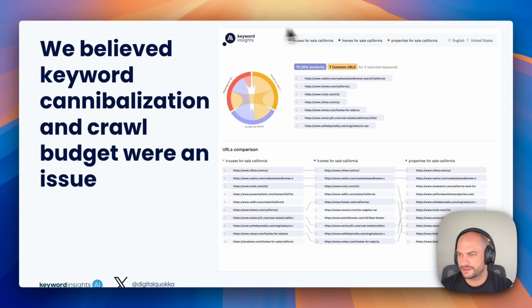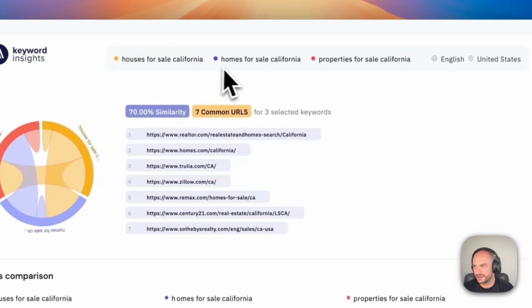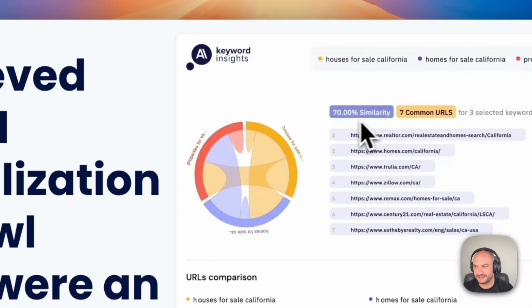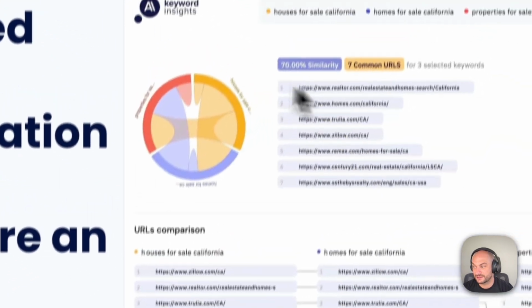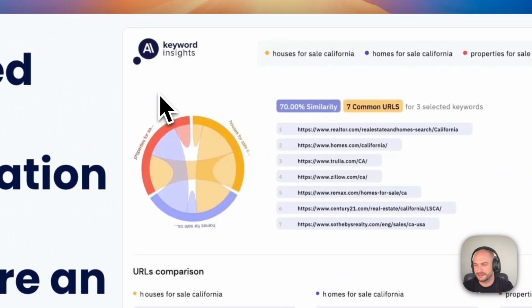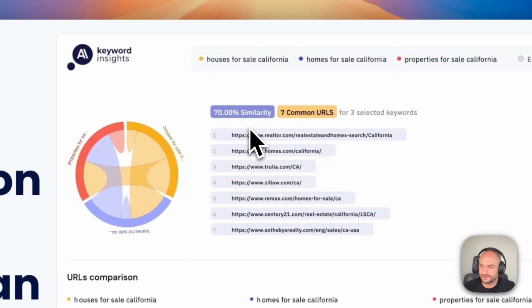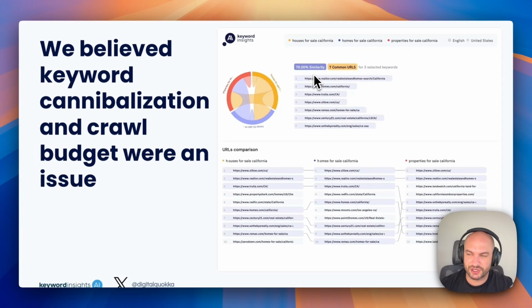Did we really need multiple different types of the same property? You can see here on the screenshot, houses for sale California, homes for sale California, and properties for sale California had 70% similarity. And we did this using SERP Similarity, which is a free tool within Keyword Insights. We could basically tell those SERP results were so similar, they shared 70% of the URLs in common. We probably didn't need 3 different pages for it. We also ran a spot check on flats for sale California and apartments for sale California. I think they had 90% similarity, so we didn't need a page targeting that either.